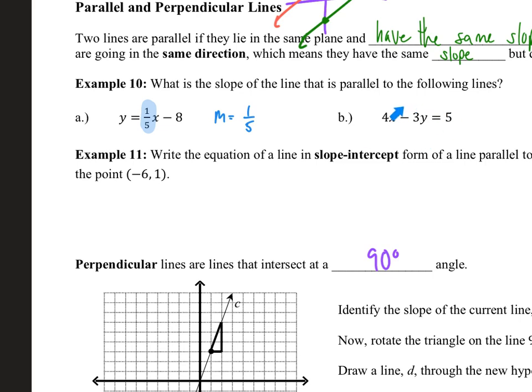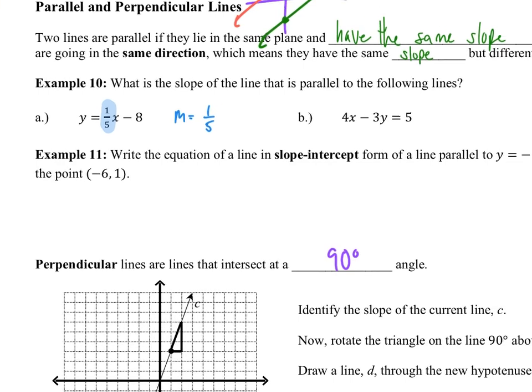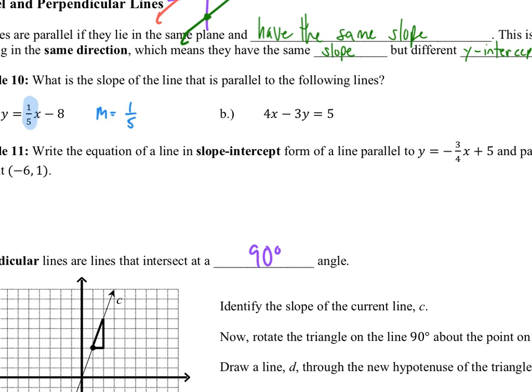Now the second, it says what's the slope of the line that's parallel to this? Well, this line is not in slope-intercept form, so I can't see its slope. It's in standard form. Standard form does not tell us the slope. This is not the slope of the line. It's a very common mistake. So you need to get that y by itself first.